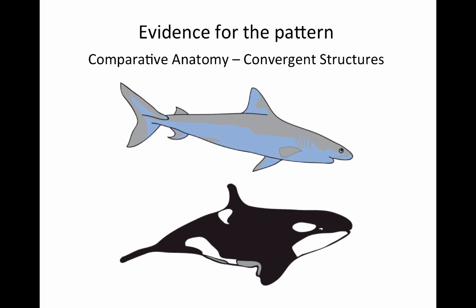The converse of this also argues very strongly for descent with modification. So we can also look at convergent evolution or convergent structures. A good example of this is the shark and the whale. Both of them have adaptations to living in the water. They're very streamlined in shape. The whale, as you know, does not have hind limbs, both are hairless, but the whale, of course, is a mammal.